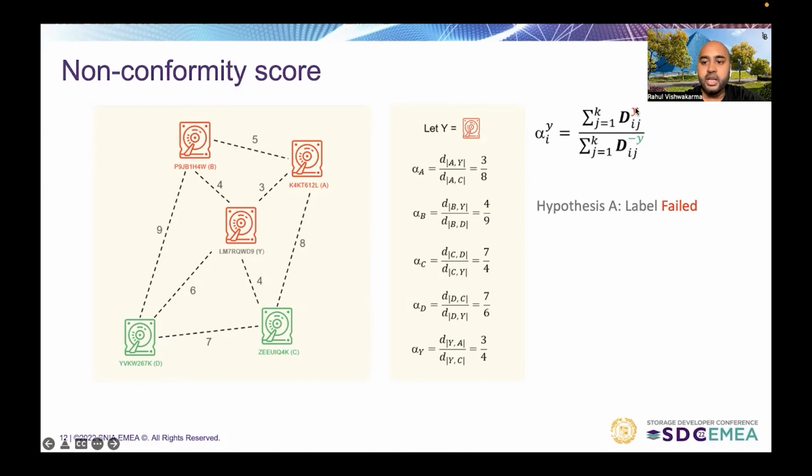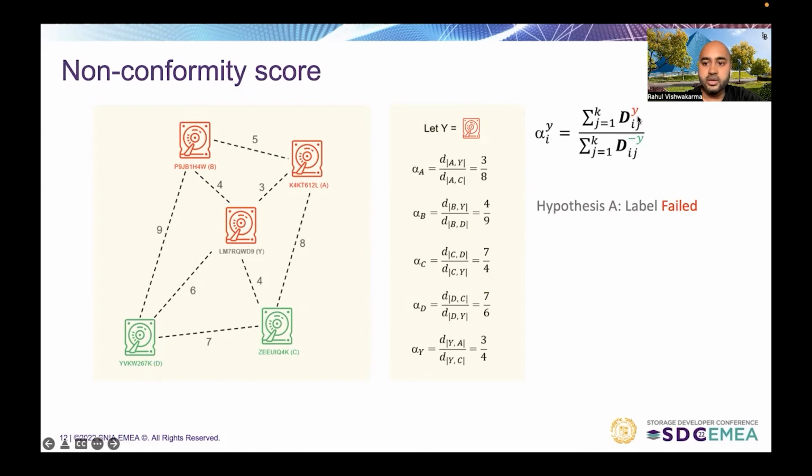Now if you see red and green, this is just for understanding purposes. Red means whatever we are assuming here, the hypothesis, which is failed. So the formula we have derived is that the non-conformity score, or the strangeness, will be the distance of whatever we are selecting, for example, A. What will be the distance of A which is near to the hypothesis? Over here, the hypothesis is failed. So which one is near to red? Over here, near to red are just Y and B. This is distance 5 and 3. So 3 is less, so we mark 3 over here. So distance will be AY.